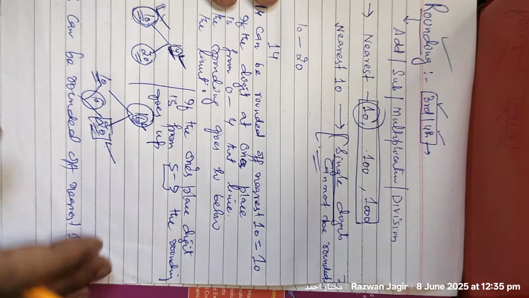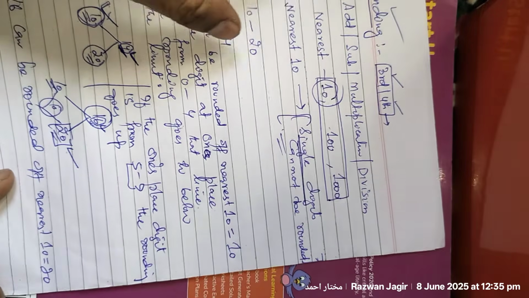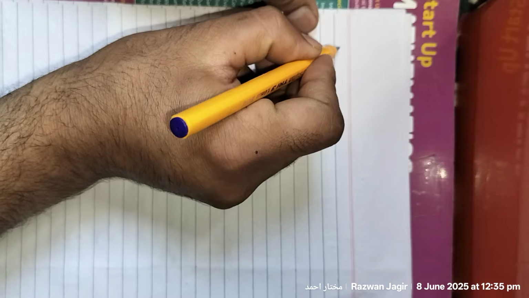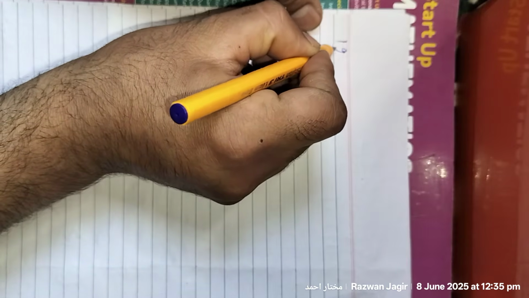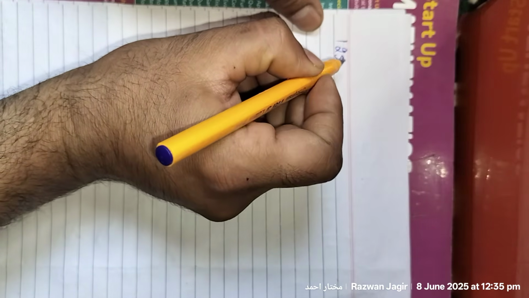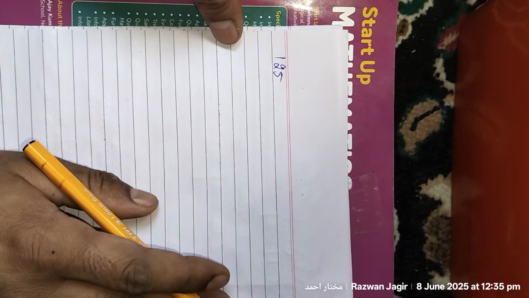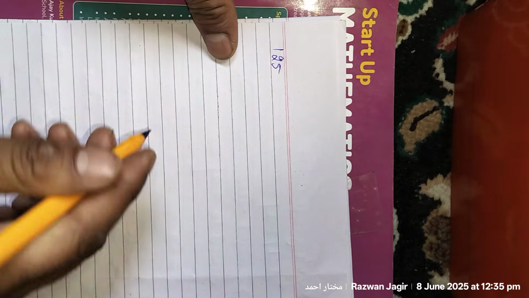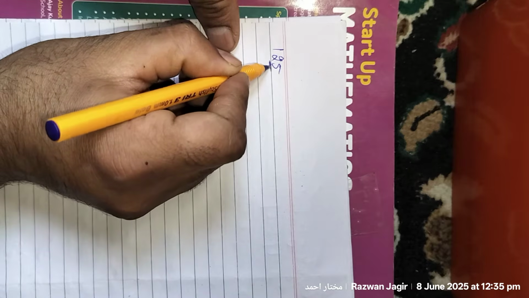So this is about how to do the rounding nearest to 10. We will go through the other examples. I am now going to take some more examples. Let us start with some more examples. For example, if I have a number, say 125, I have to round 125 nearest to 10. So what do we have to check? We have to check the digit at ones place.